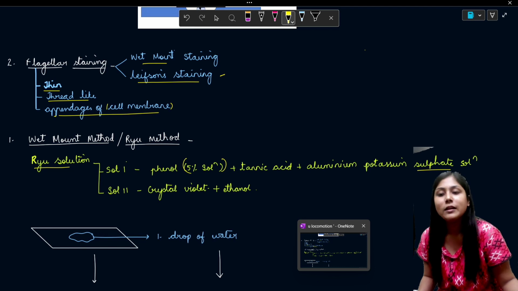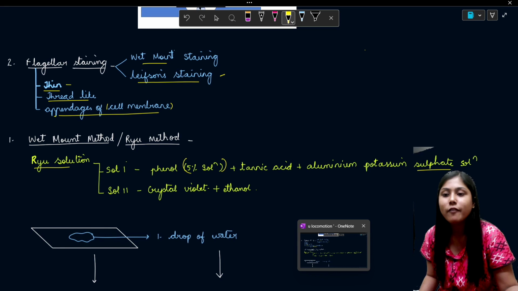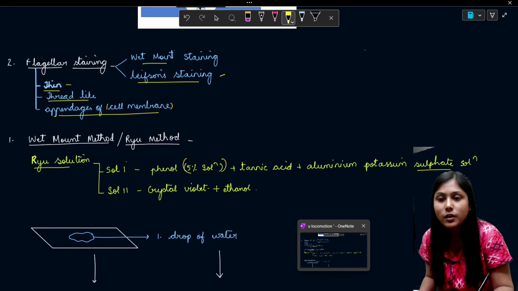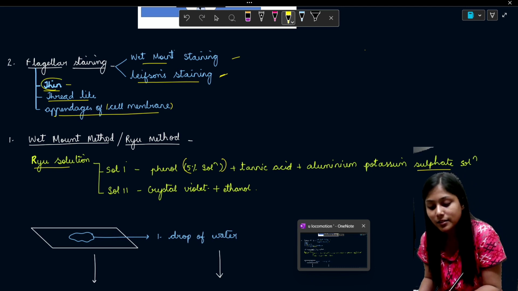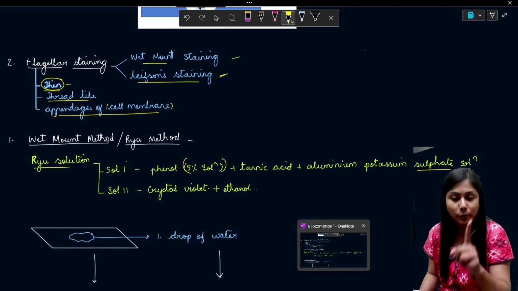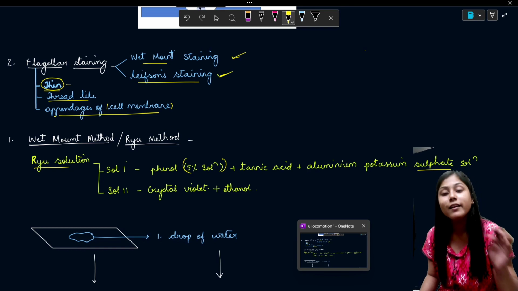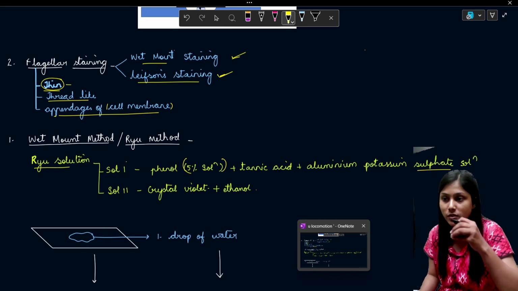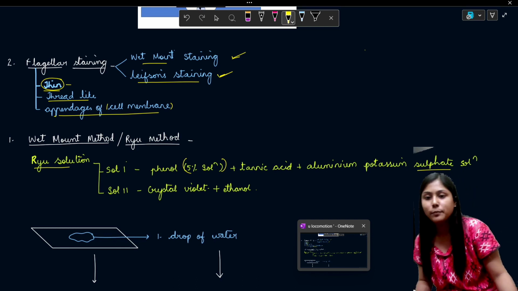The concept behind this is that because flagella are too thin to be noticed through the microscope, we first have to convert the thin structure into a thick structure. Whatever stains we are using in the wet mount method and Leifson staining method, what they are doing to the flagella is converting thin flagella to thick flagella, so that it is easy for all of us to observe through the microscope. That's the whole concept behind using the wet mount and Leifson staining methods.